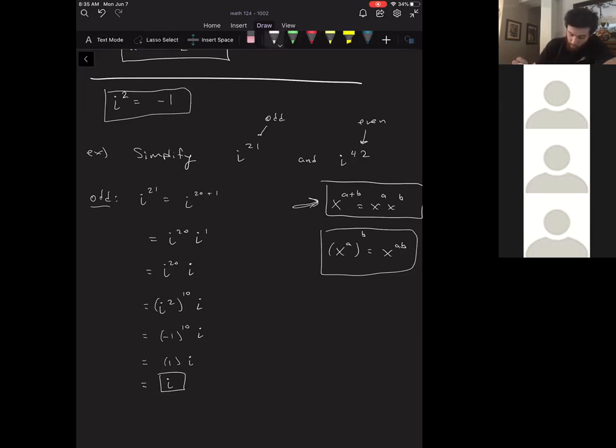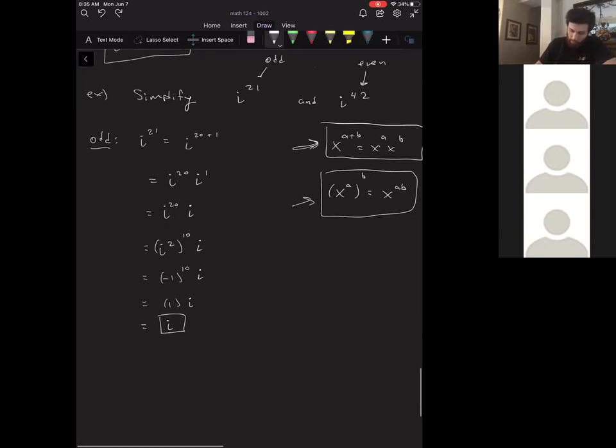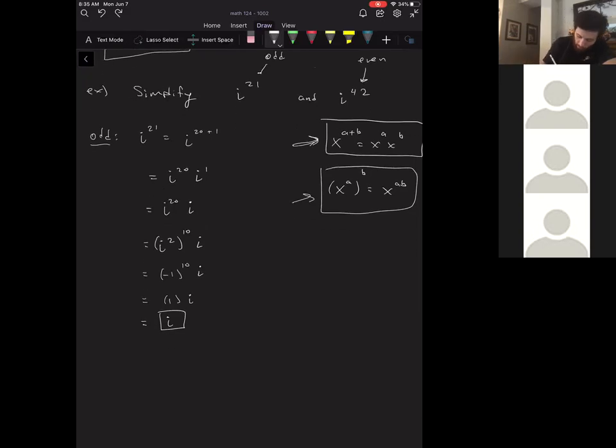And then i to the 1 just means i. Our next step: we're going to use the second property, that if we have x to the a to the b, that's x to the a times b. So we can rewrite 20 as 2 multiplied by 10. We know i squared is minus 1, so we replace that with minus 1. Then minus 1 to the 10th power is just positive 1, and then we have positive 1 times i, which is i.